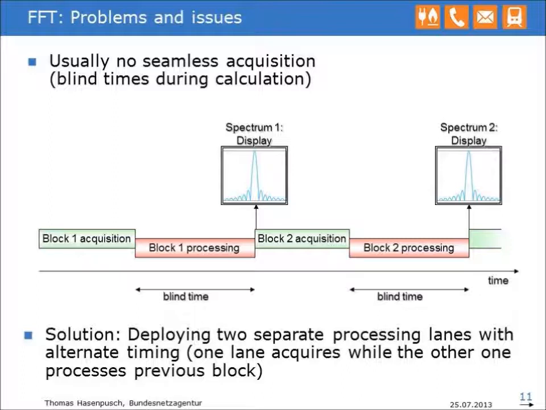Now, some analyzers overcome this problem by applying two different processing lanes and switch the antenna signal from one to the other. So while the first lane acquires, the second can do the processing, and then they switch tasks. That may overcome this problem, but of course it doubles the costs of the hardware.